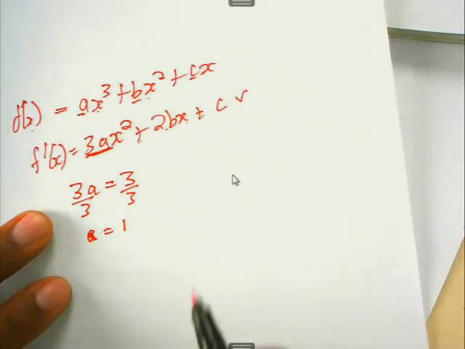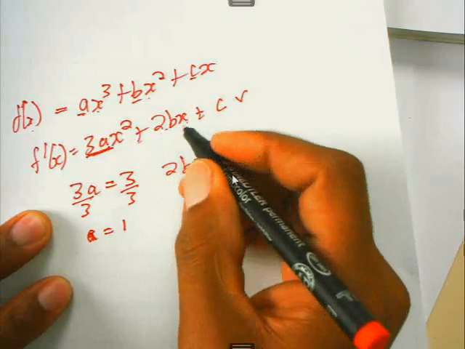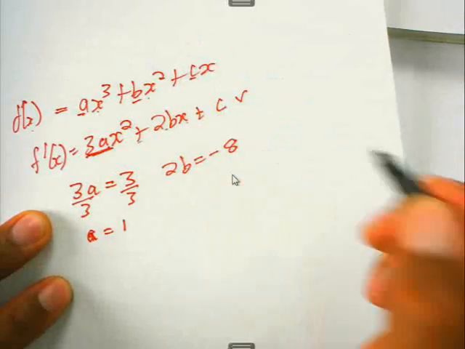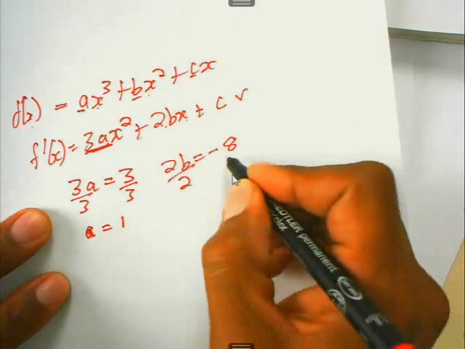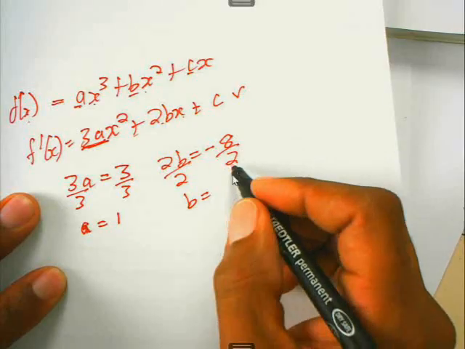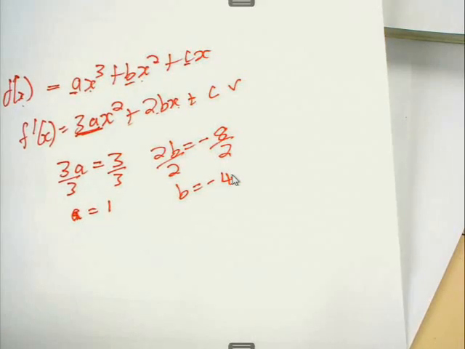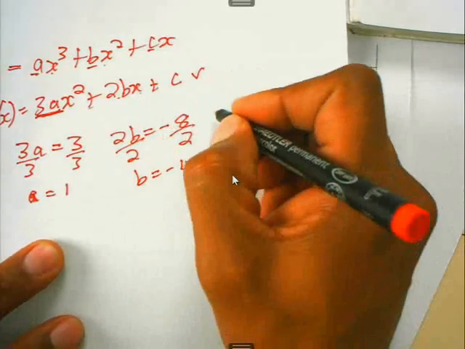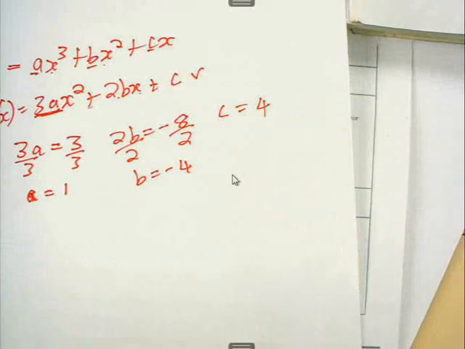Good. And now you go to the second one. Right. 2b. Right. 2b is equal to what? 2b is equal to negative 8. Right, and then from here, you divide by 2. And therefore, now b is equal to what? Negative 8 divided by 2, that will be a negative 4. Is that correct? Yes. Of course, the last one then will be c. Now, c here is equal to what? c is equal to a positive 4.